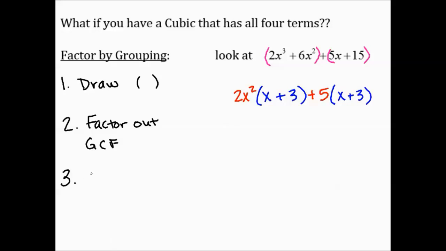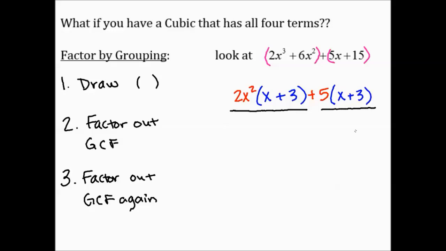Then the third step is to factor out the GCF again. So if we look closely, I really have two terms here. I have 2x squared times x plus 3 and 5 times x plus 3. So what do they have in common? They both have an x plus 3, so I can factor that out. And if I factor that out, I'm left with 2x squared plus 5. So my final answer for this problem is x plus 3 times 2x squared plus 5.